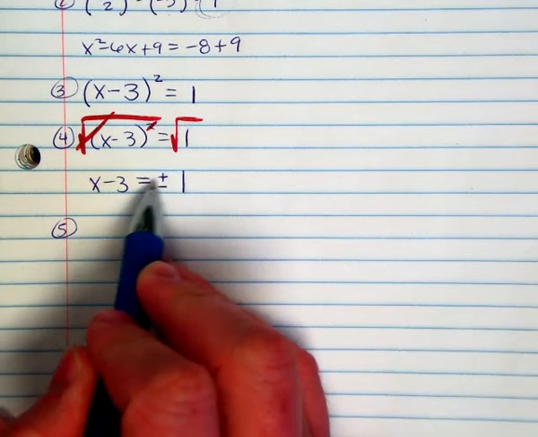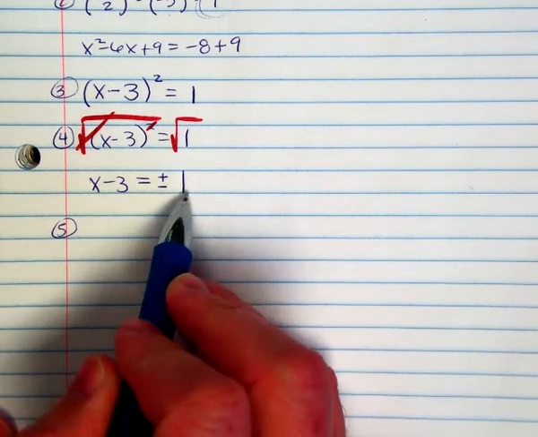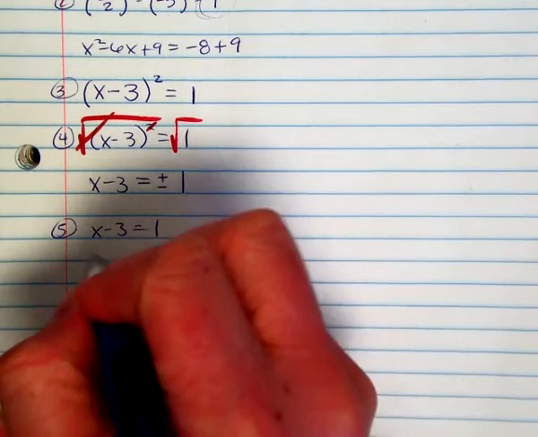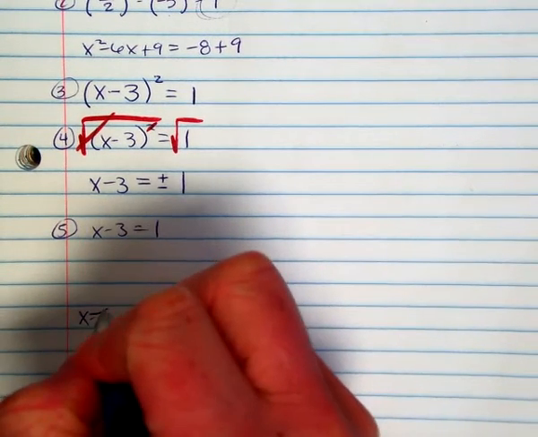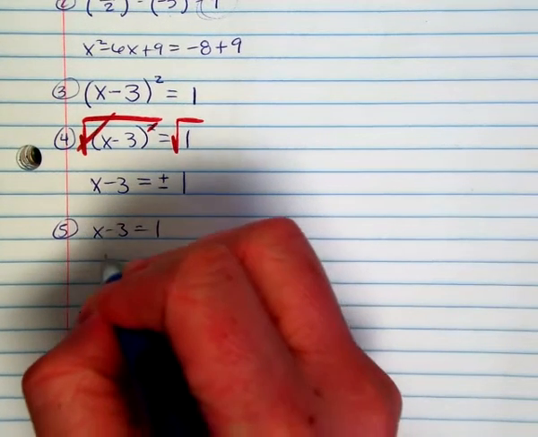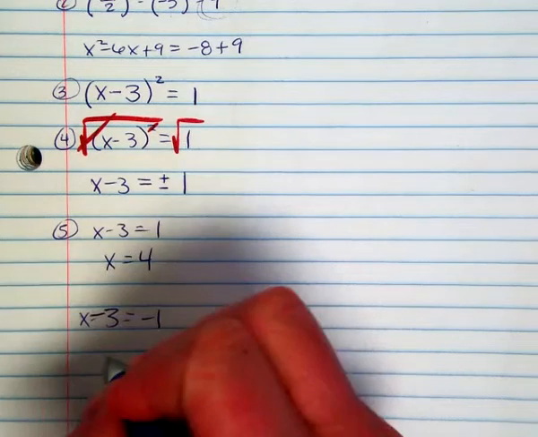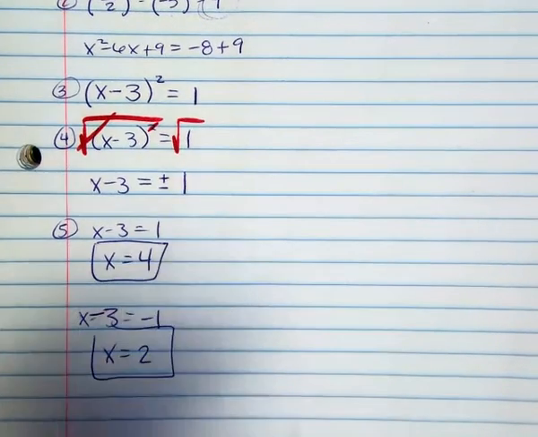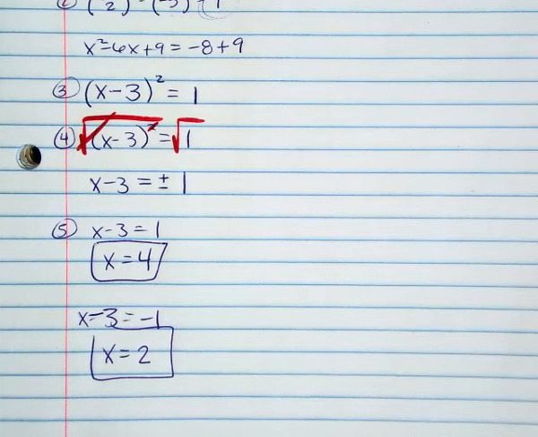I'm going to solve this for positive 1. I'm going to solve this for negative 1. X minus 3 equals positive 1. X minus 3 equals negative 1. Either way, I'm going to add 3 to both sides. So I get x equals 4 and x equals 2. These two answers are together your final answer.